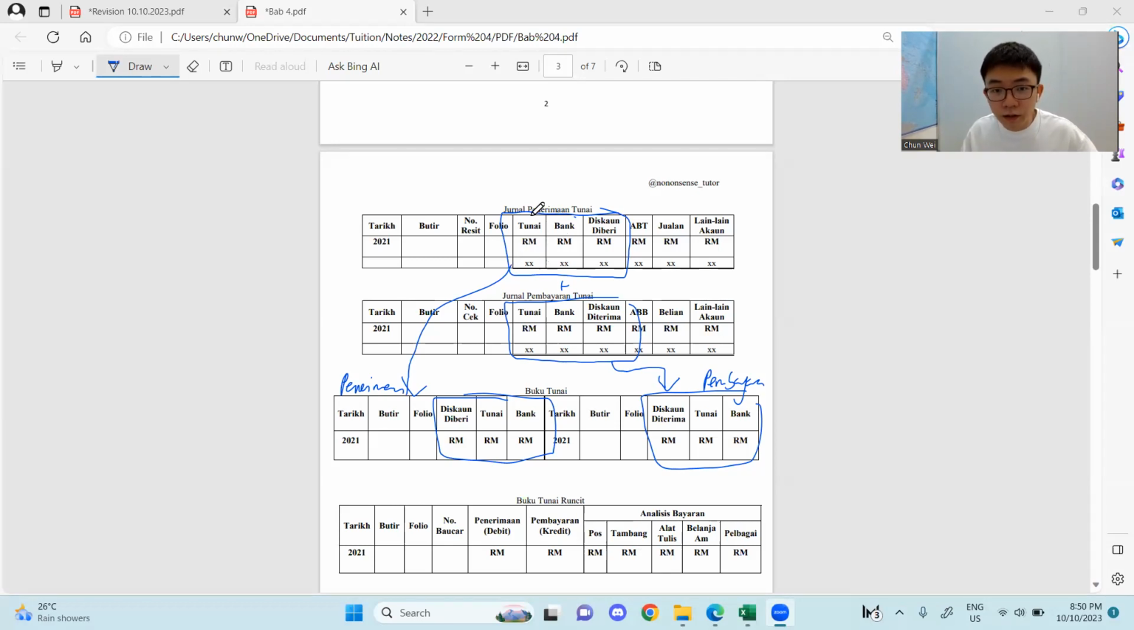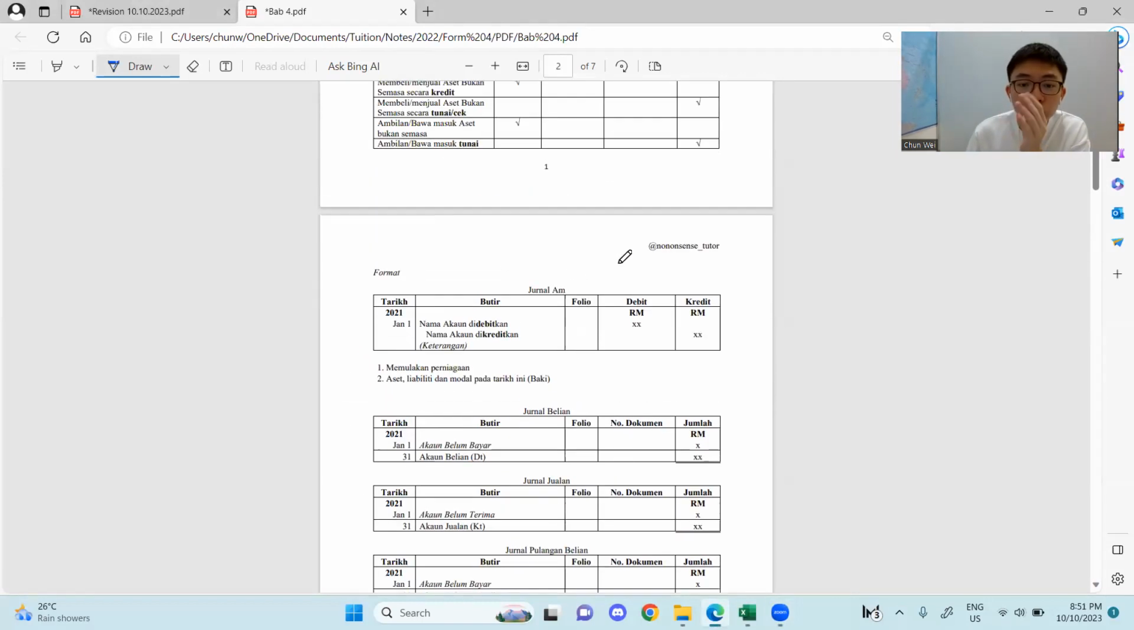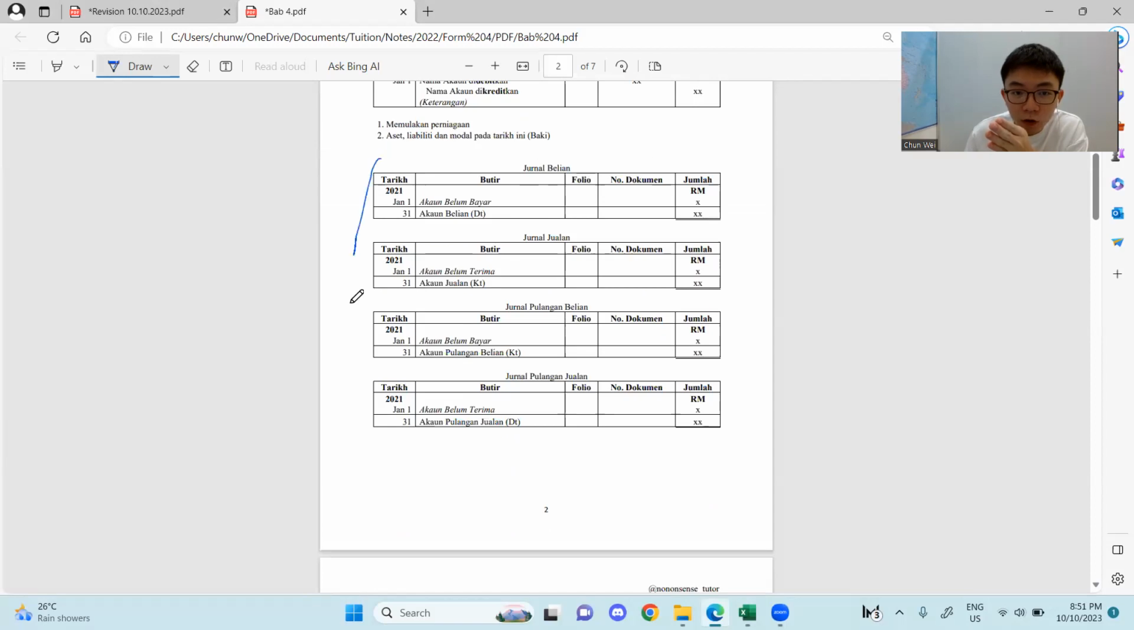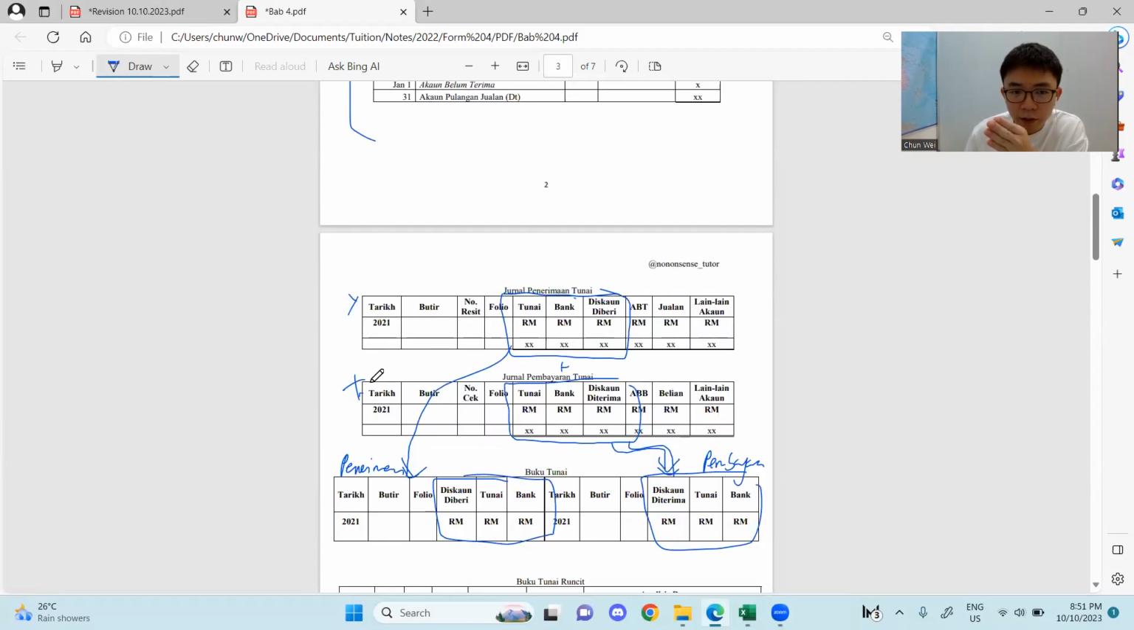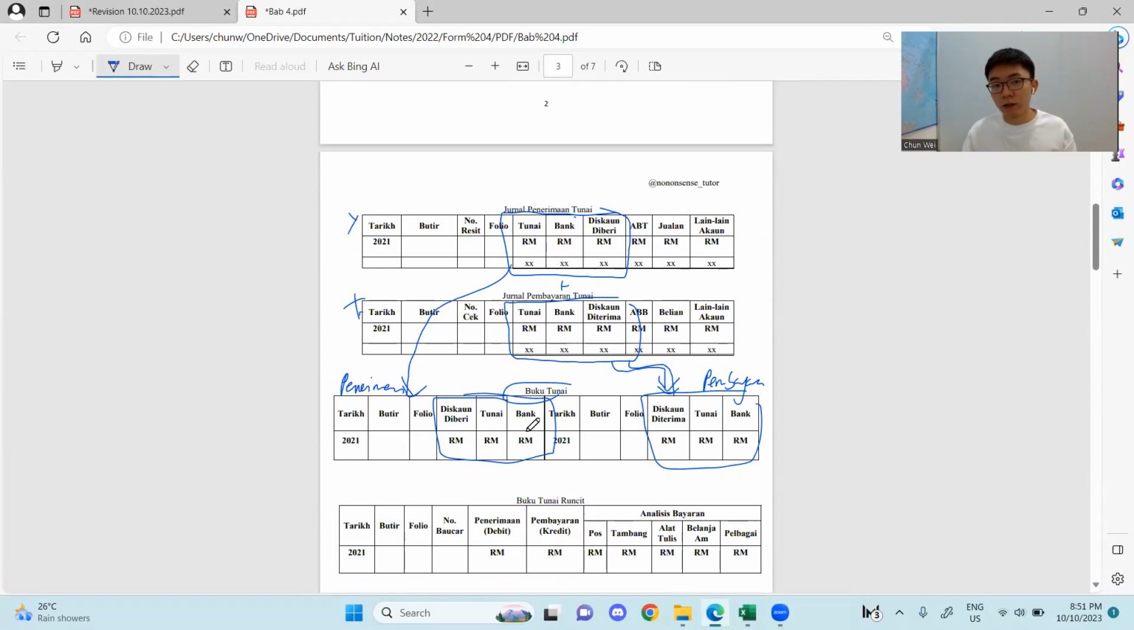So here, you can see that this thing is on the debit side, the penerimaan, and this journal pembayaran tunai is on the credit side, the pembayaran side. So that actually, buku tunai is the combination of journal penerimaan tunai and journal pembayaran tunai. That's why, usually when we are doing a question, they will just ask you to do journal am, journal husk, these four without these two. Why? Because we have to do buku tunai already. Is everyone following? If yes, please give me an F in the chat box.